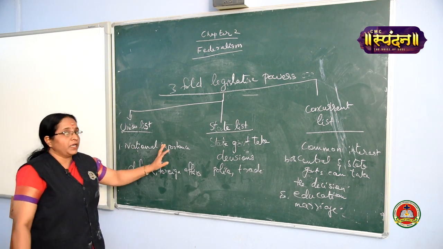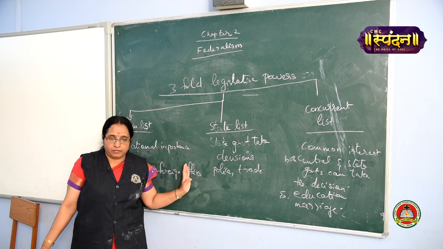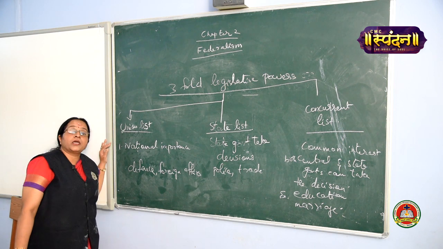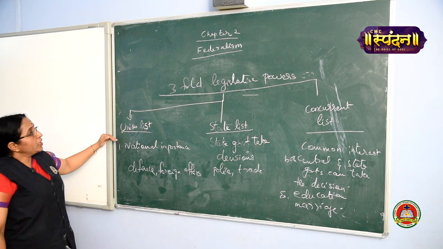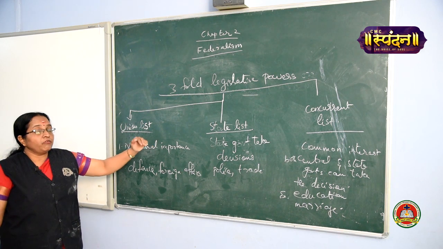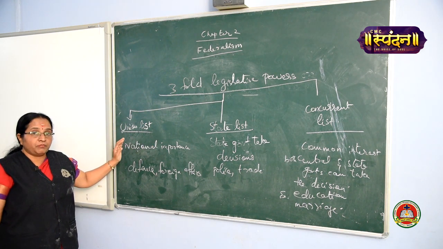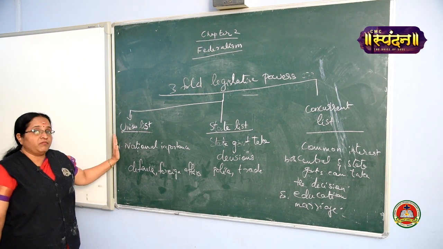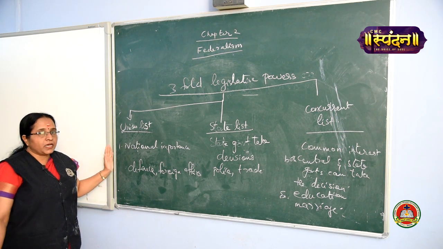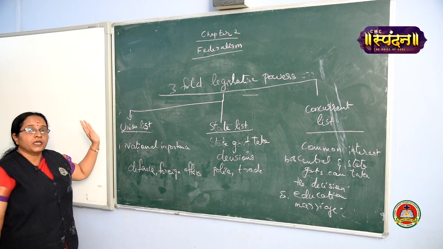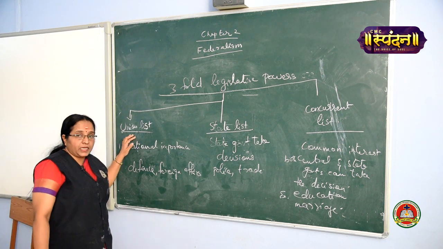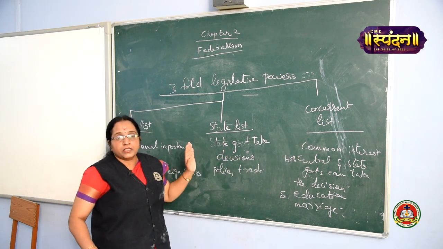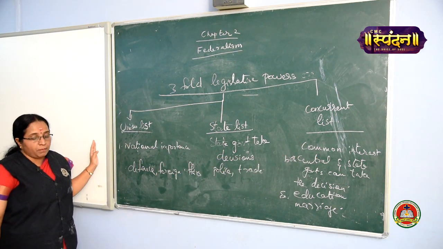So the question can be, and this is an important question for the board examination, what makes India a federal country, or what are the threefold legislative powers? Please note this down, it is an important question. It can be asked for 3 marks in the board examination. That is union list, state list and concurrent list. Clear? These are 3 topics and it is very important.